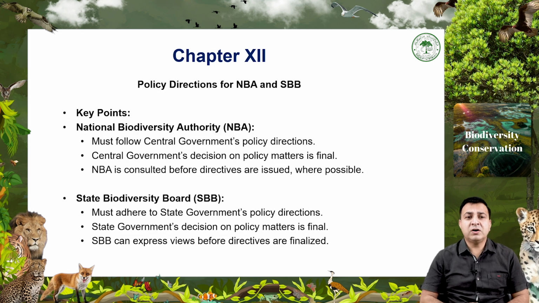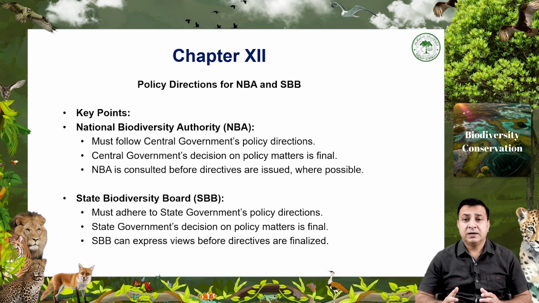Let's talk about the last chapter of this Biological Diversity Act of 2002. Chapter 12 talks about miscellaneous items that have not been covered in the previous 11 chapters. This chapter says that the National Biodiversity Authority must follow the policy directions provided by the central government. The central government has the final say in determining whether a matter pertains to policy or not. The National Biodiversity Authority will be consulted before these directives are issued, as far as possible.